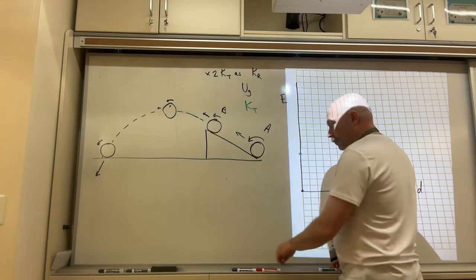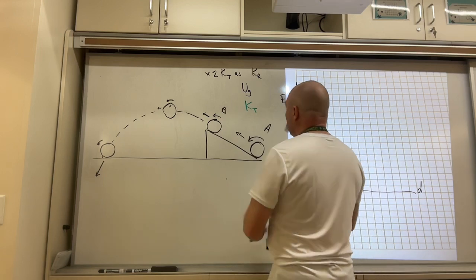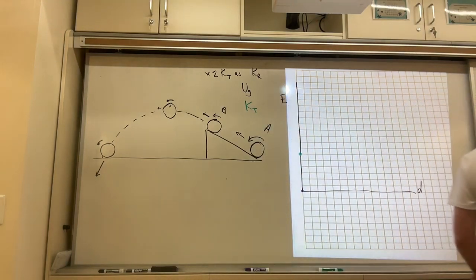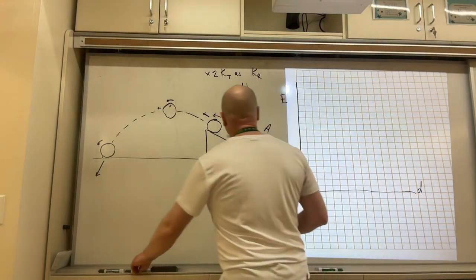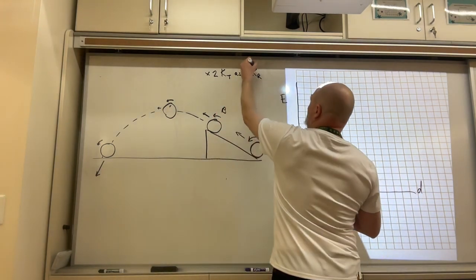And then that means if I say, let's go with, I don't have very many colors, so we're going to go with black as KR.